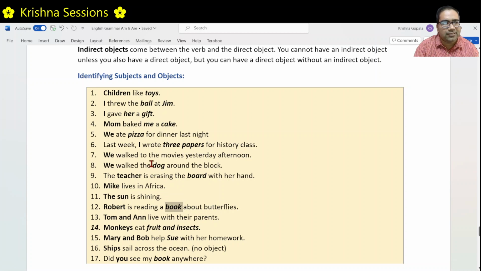Whereas in these cases, we walk what around the block? We walk the dog around the block. For this question, we are getting an answer. That's why this is a direct object. Mom baked what? Mom baked the cake. Around the verb, if you ask the question what or who, then you should get an answer for objects. Whereas Mike lives in Africa, we are not getting that answer.